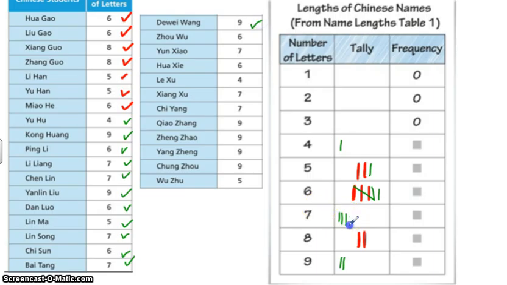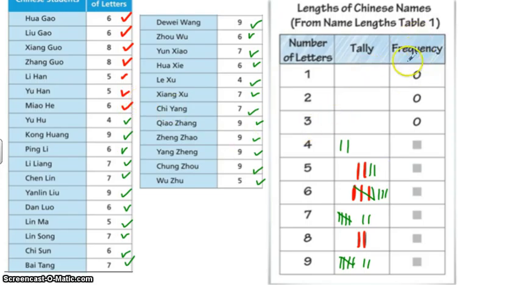Okay, so another 7 and a 9, a 6 and a 7, 6, 7, 6 and 4, 6 and 4, 2 7s, 2 9s, then 4 9s, and then the last 5. All right, so we've made the tally chart showing the frequency of names for each length.